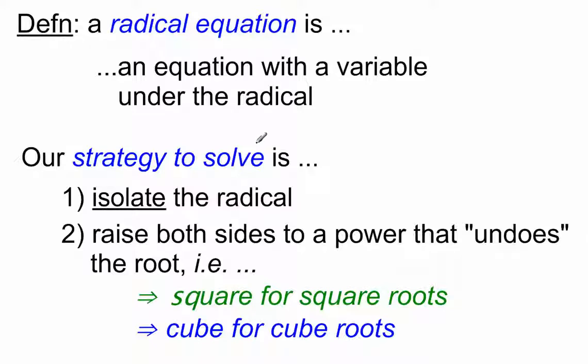Our strategy in solving these is going to be, number one, isolate the radical. Make sure that it's the only thing on the side. There's no plus or minus, no multiplier with it. And then we're going to raise both sides to a power that undoes the root. So if it's a square root, we're going to square. If it's a cube root, we're going to cube.